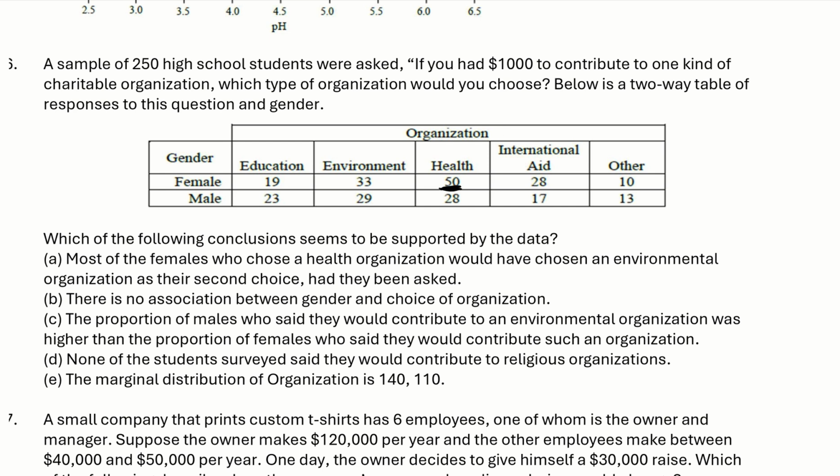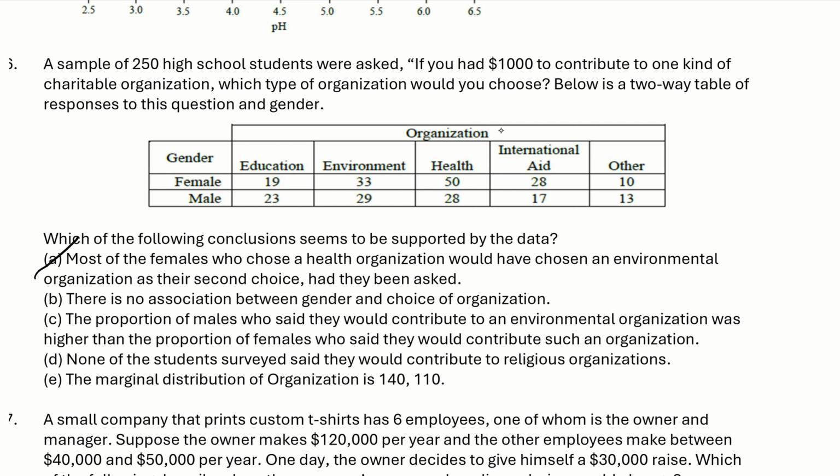So here it says, most of the females who chose a health organization would have chosen an environmental organization. We don't know that. Out of these 50 females, do we know whether they would have chosen environment or international aid? We have no idea. We don't have any data to support that. We can only go based off of the data that we have, so we cannot assume that.